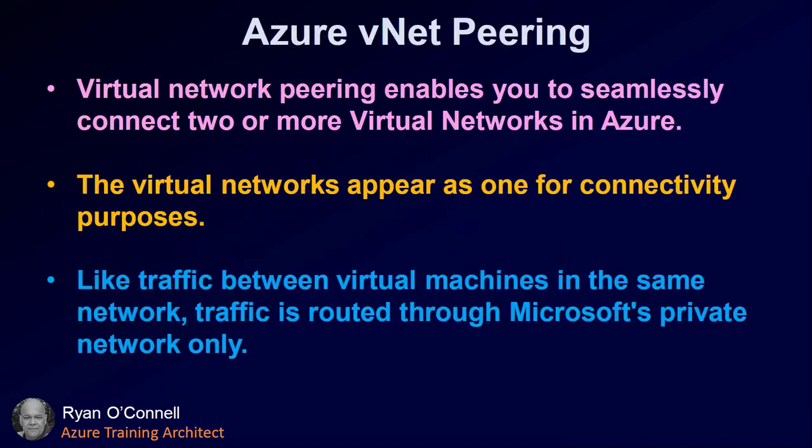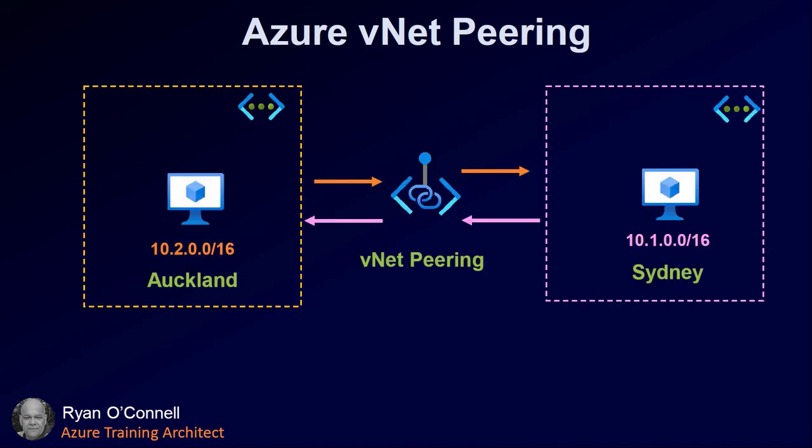So a virtual network pairing enables you to seamlessly connect two or more virtual networks in Azure. Virtual networks appear as one for connectivity purposes. Like traffic between virtual machines in the same network, traffic is routed through Microsoft's private network only. As you can see, I've got two separate vNets, one on the 10.2 network and one on the 10.1 network. Obviously, they can't talk to each other because the networks and the subnets are different. So we need to set up pairing.